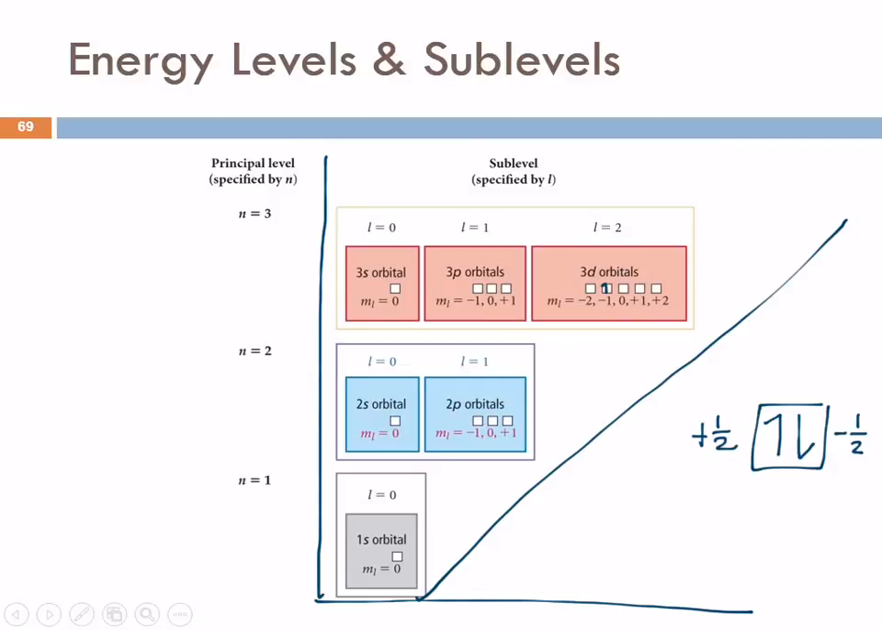No 2 electrons can have the same 4 quantum numbers. They can have 3 of them the same, because for this guy, the first 3 numbers would be the same: n equals 3, l equals 2, m sub l equals -1. But the spin quantum number would be different.